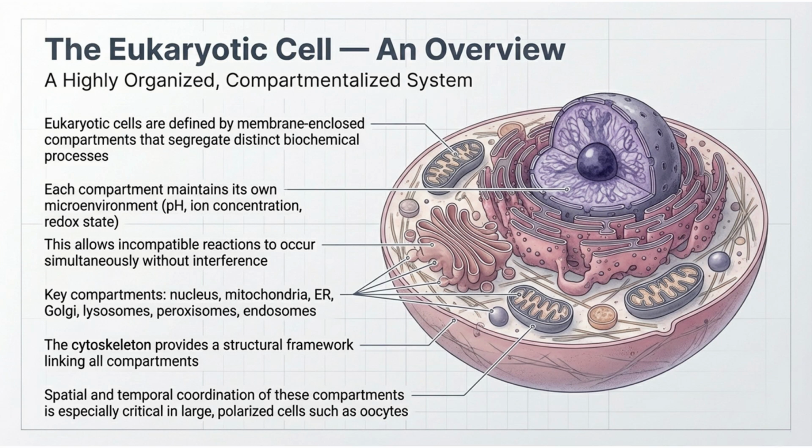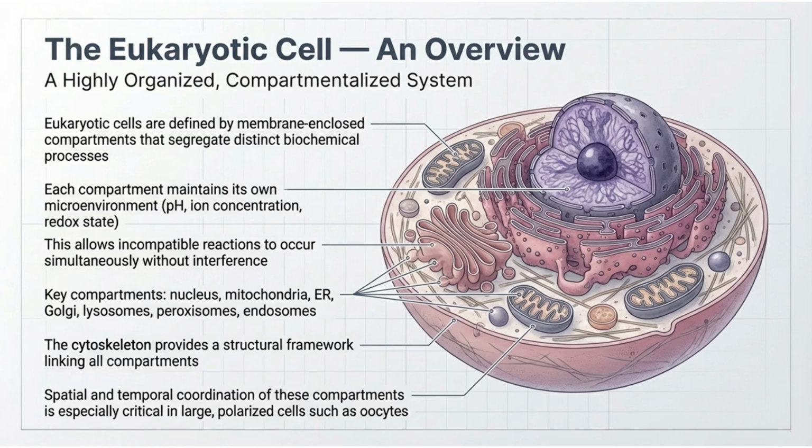Eukaryotic cells are defined by one overriding architectural feature. They are membrane-enclosed compartments within a larger membrane-enclosed compartment. That layered organization, membranes within membranes, spaces within spaces, is what distinguishes them from prokaryotes and what makes the extraordinary biochemical complexity of human reproduction possible. Let's think about what this actually means in practice.